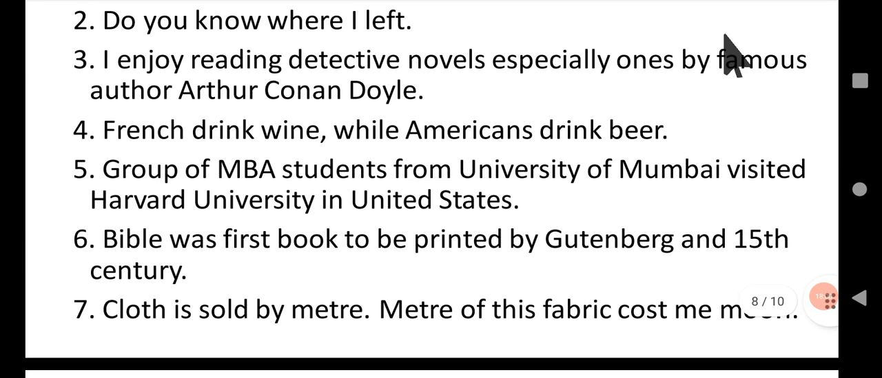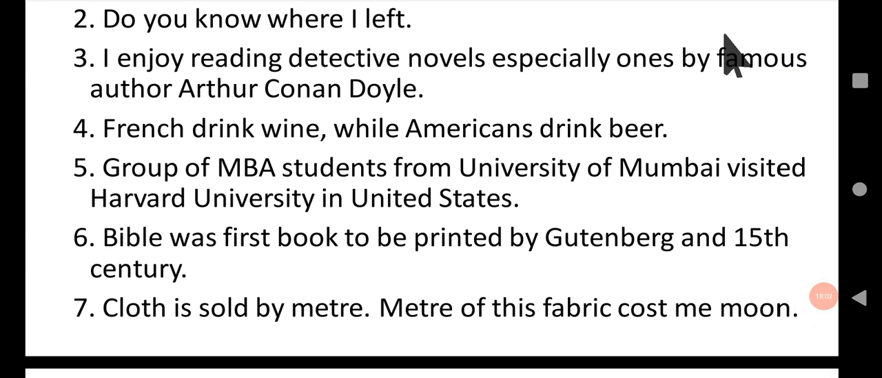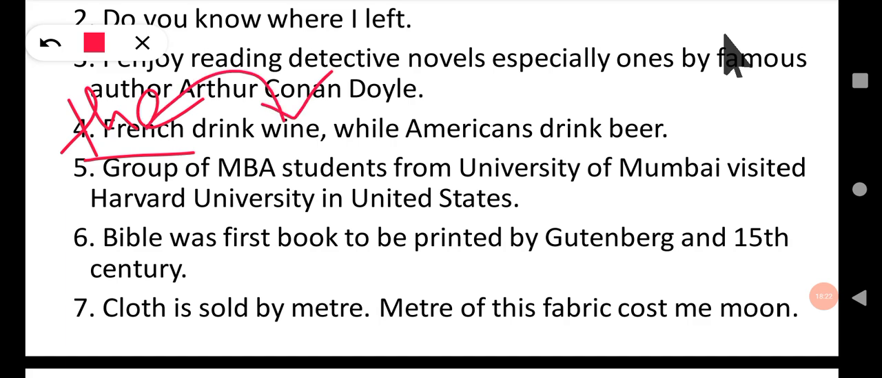Next one. The French drink wine while Americans drink beer. Here French in the sense of language does not need the, but here French must be used with the. When you say the French, it doesn't refer to the language. Instead, it refers to all the people of France, all the citizens. So all the French people drink wine, whereas Americans, given clearly as Americans, the citizens of America, drink beer.